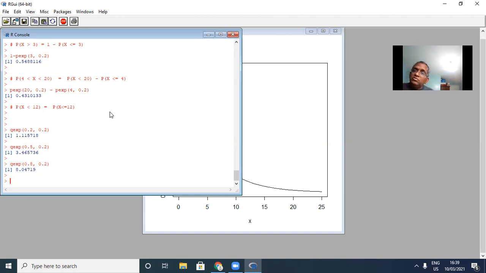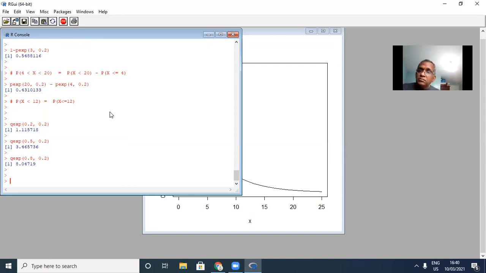So if you're looking for the 50th percentile, that's the same as the median, right? If you're looking for the 25th percentile, that's the same as the lower quartile or the first quartile. If you're looking for the 75th percentile, that's the same as the upper quartile or the third quartile. There are so many different names for the same thing.